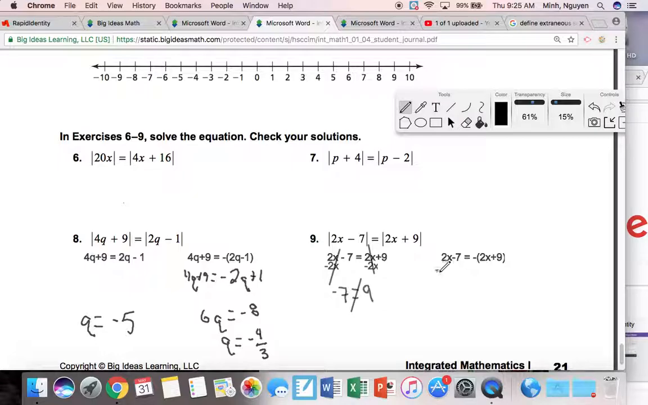Over here, we have 2x minus 7 equals negative 2x minus 9. So I'm going to add 2x to both sides. I will add 7 to both sides. And then I will divide both sides by 4. x equals negative 0.5. Alrighty, that's it.